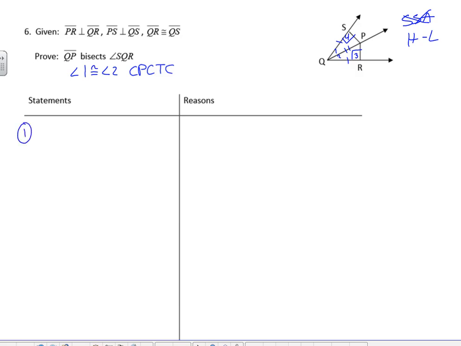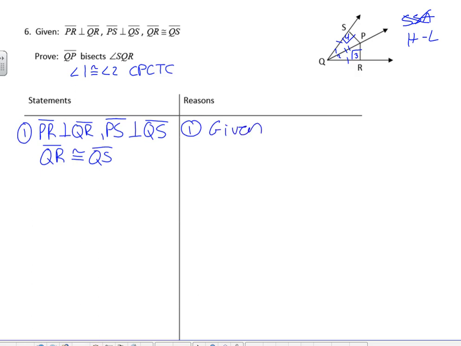Okay, so let's go ahead and do this one out. So PR is perpendicular to QR. PS is perpendicular to QS. And in this one, I'll bring the other one here in the given. QR is congruent to QS. Okay, given. All right, now I'm going to go and get the reflexive property out of the way. QP is congruent to QP. Just like to do that to show you that there's different places where you can put these in. We're not always following the exact same order.